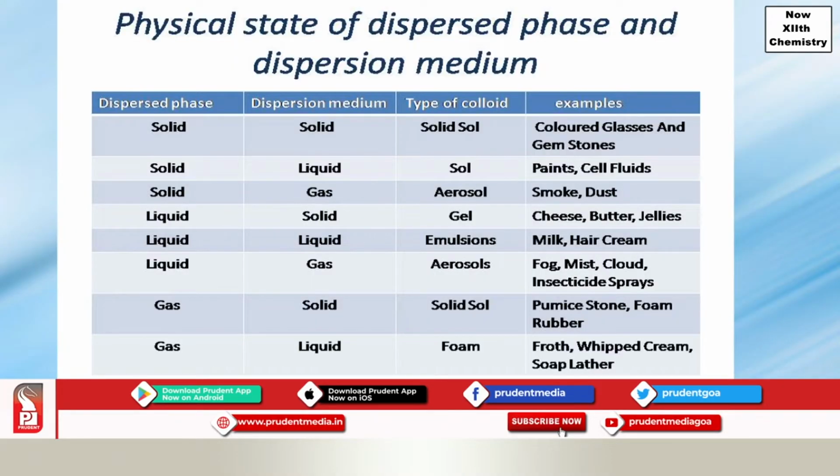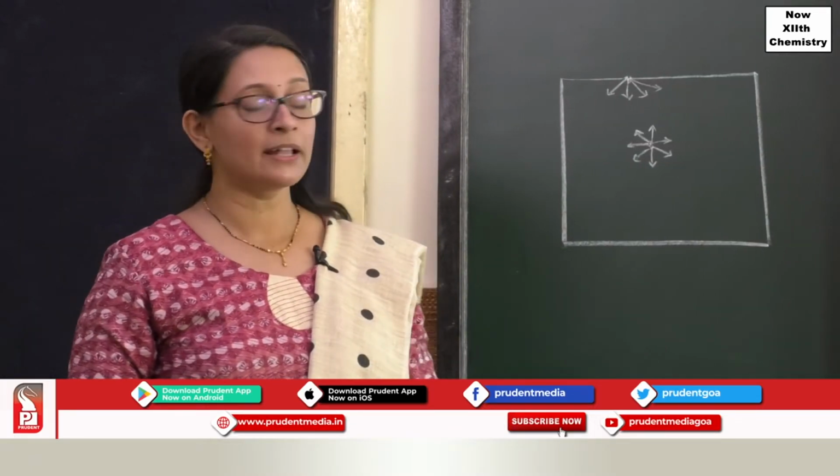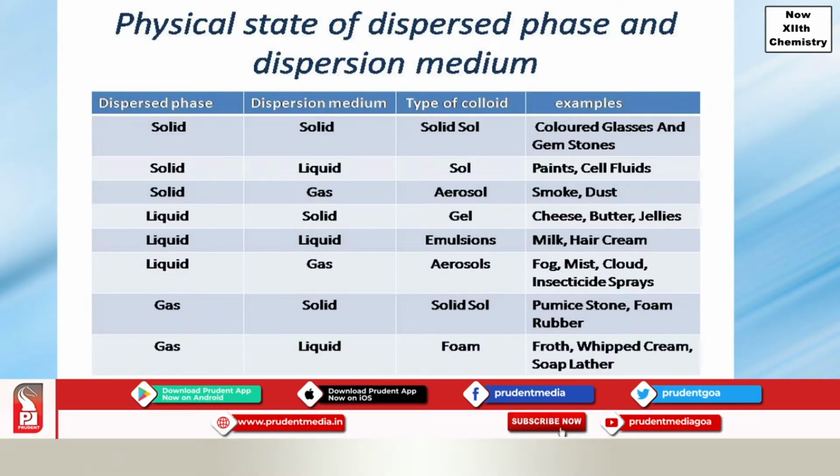The first criteria is physical state of dispersed phase and the dispersion medium. If you see the combinations of the physical state of dispersed phase and the dispersion medium, then we can work out 8 different possibilities. For example, we will see some of these. Dispersed phase is solid and dispersion medium is solid. The type of colloid is called solid sol. Examples are colored glasses and gemstones.